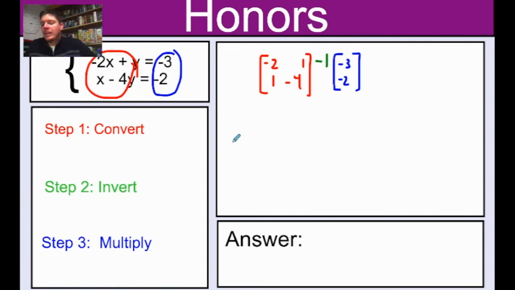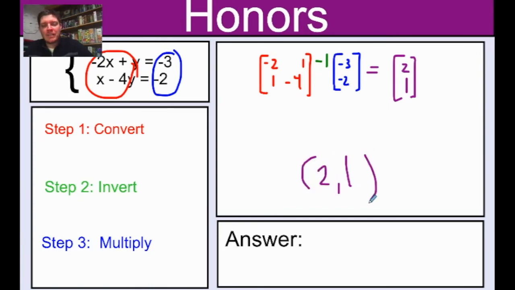And when I do that, I ended up getting the answer. Let me go ahead and put this in purple, I guess. The answer that the calculator is telling me is the matrix 2, 1. But if we're looking at a system of equations, we can't just write the answer as a matrix. The answer needs to be the ordered pair 2, 1. So you're going to have to take that final step.